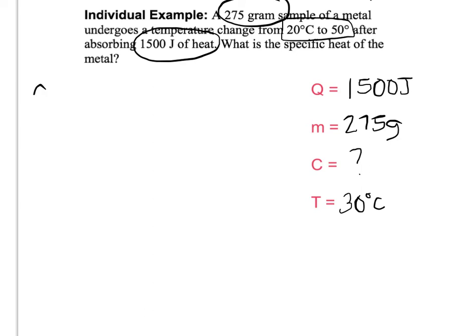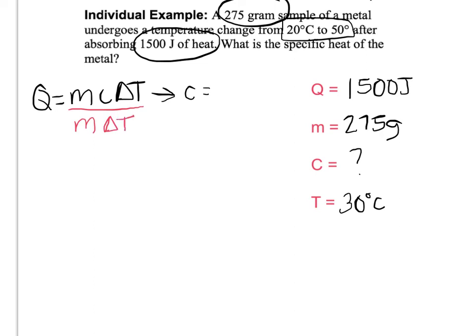My equation, Q equals mc delta T, can be rearranged to be solved for C, and the way I would do that would be by dividing out m and delta T. Remember, delta T is just a variable like x. You need to do that to both sides. So I'm left with Q over m delta T. So now I have an expression that will help me solve this problem for C.